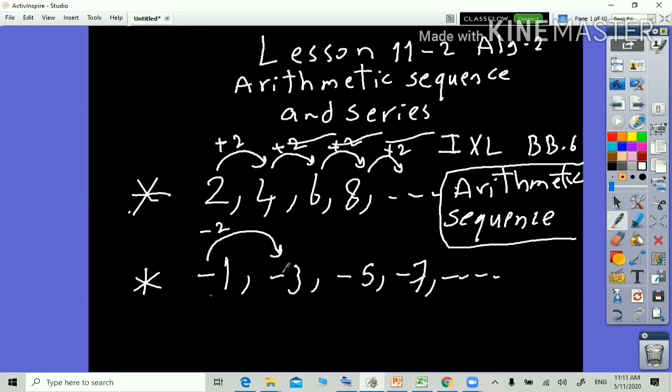Look at the next one. -1, -3, -5, -7. Each time I don't add, I subtract. I subtract 2. So if you add or subtract, it's called an arithmetic sequence. Again, if you add or subtract, it's called an arithmetic sequence.